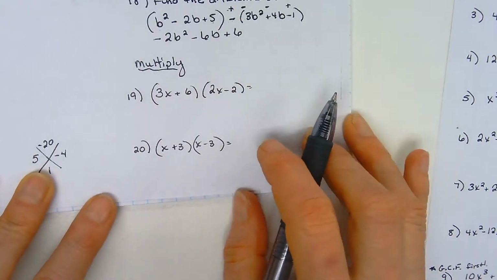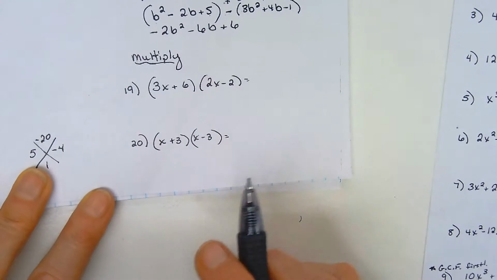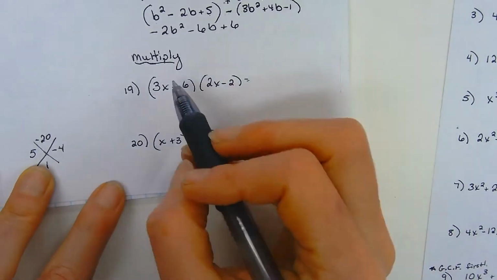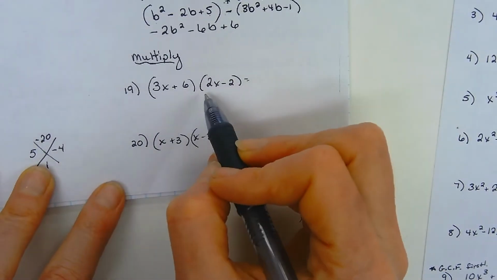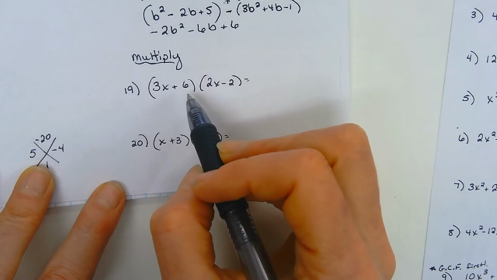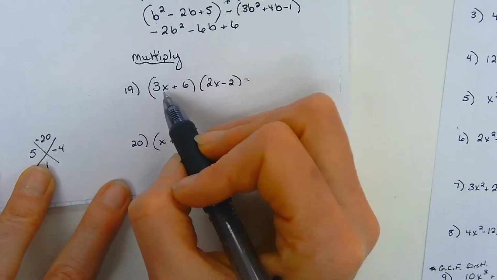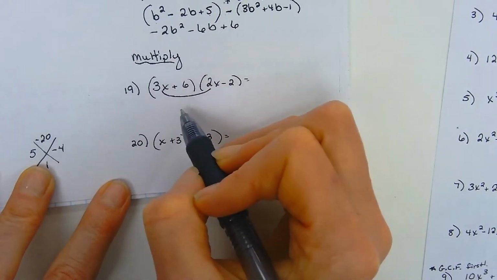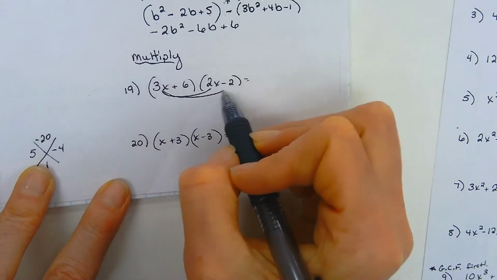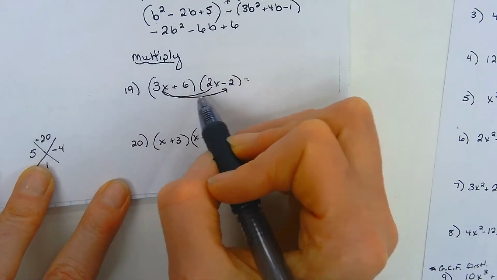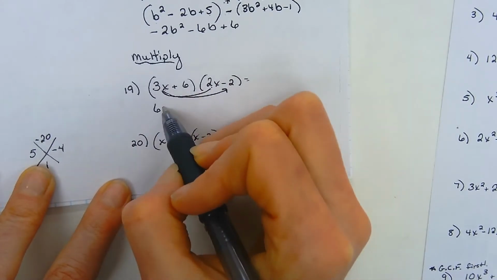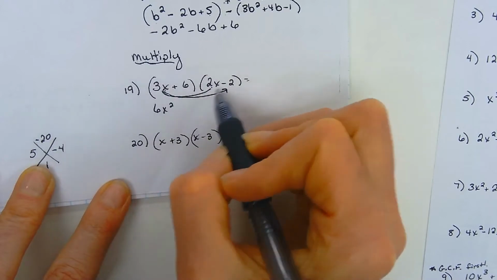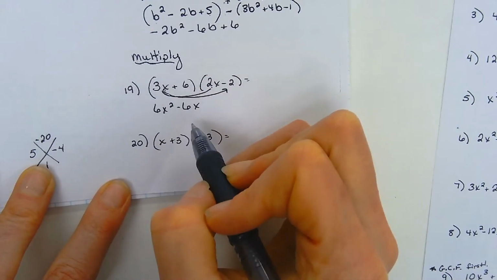Now here for 19 and 20, multiplying binomials, I will do this one. I like to use the distribution method, which is very similar to the FOIL, because it's 3x times 2x, then 3x times there. So 3x times 2x, I'm distributing that 3x, I get 6x squared. Then 3x times a minus 2 is minus 6x.